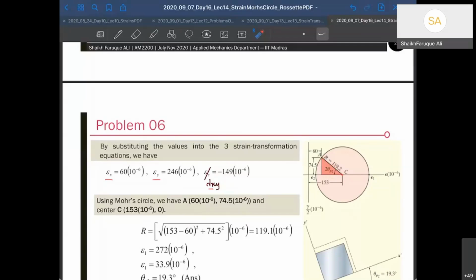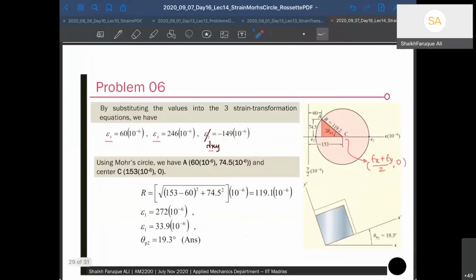So now you can find the plane. And this C is given as epsilon X, comma 0. So epsilon X is this, epsilon Y is this. You can add them and divide by 2, it gives you the center, and you can draw this 0 line. Once you draw the 0 line, you can get theta P, and that is an anti-clockwise 2 theta P degree, which you can calculate with the help of a protractor, and then you can tell those values here. And then you can draw the plane also, the deformed plane.